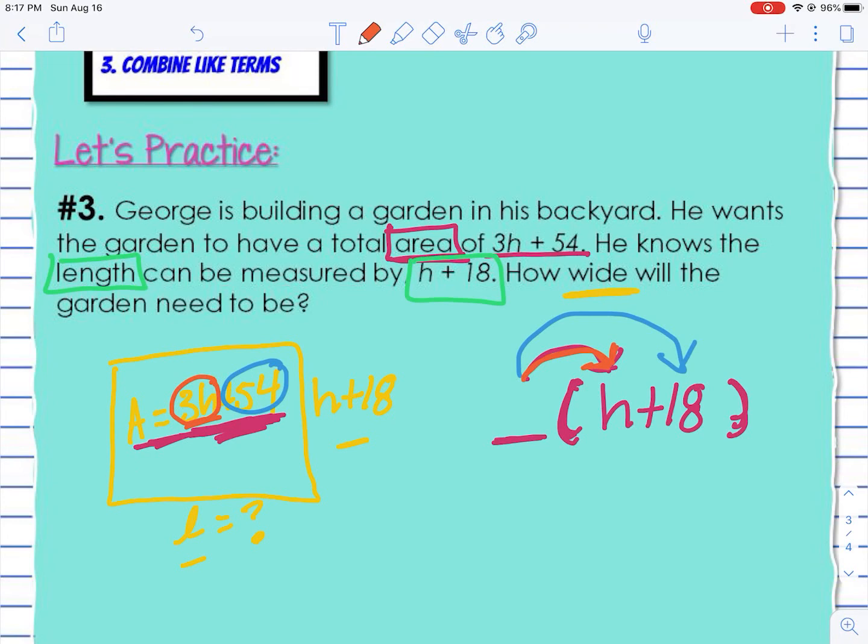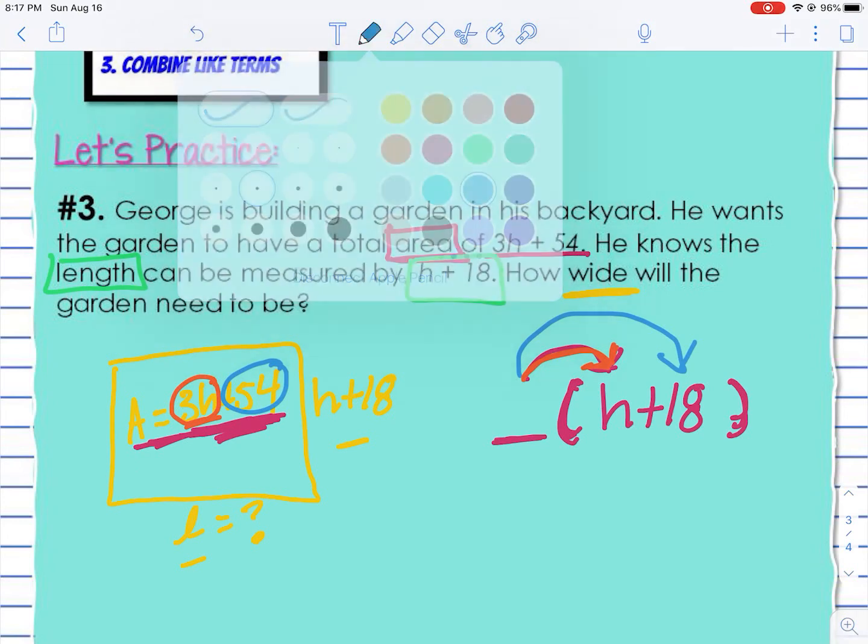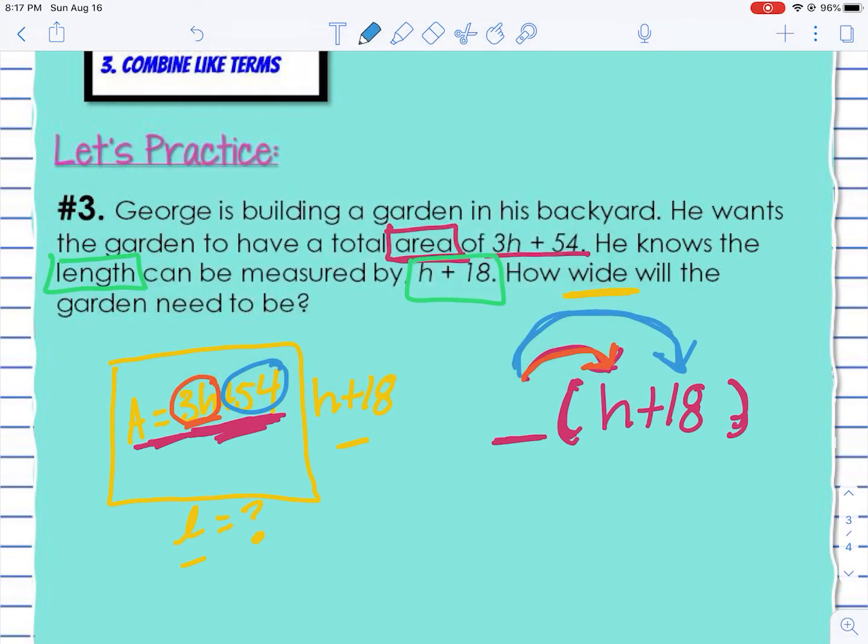And will that same number, if we multiplied it times 18, give us 54? What about 3? 3 times h, yep, 3h. 3 times 18, that is 54. So our length here has to be equal to 3. There's no other option for it. It has to be 3. That's the only thing that's going to give us 3h plus 54 after we distribute.